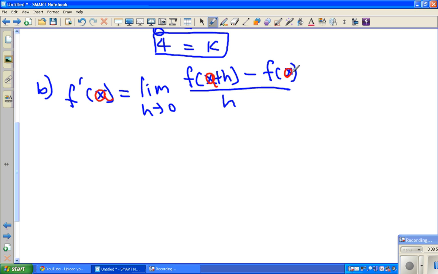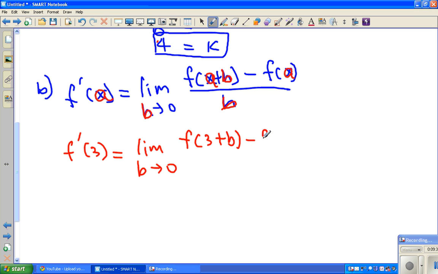A, and a instead of h. What if you call it b? B. How about that? Now, as the question asked, when the question is looking for f prime of 3, it simply means we're looking for the limit as b approaches 0 of f of 3 plus b minus f of 3, my bad, over b.